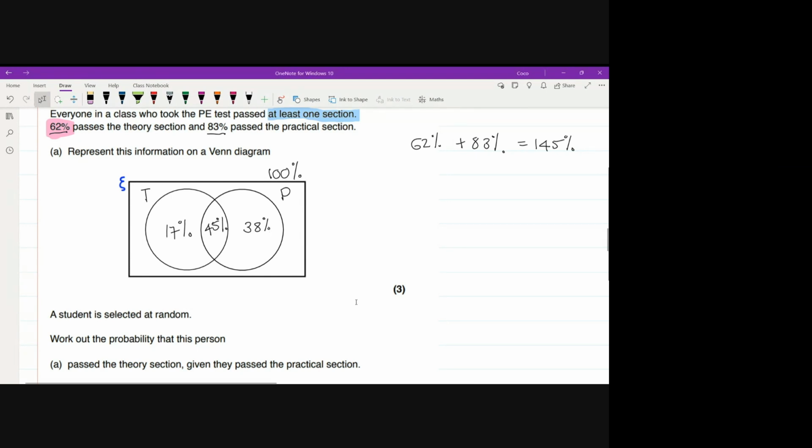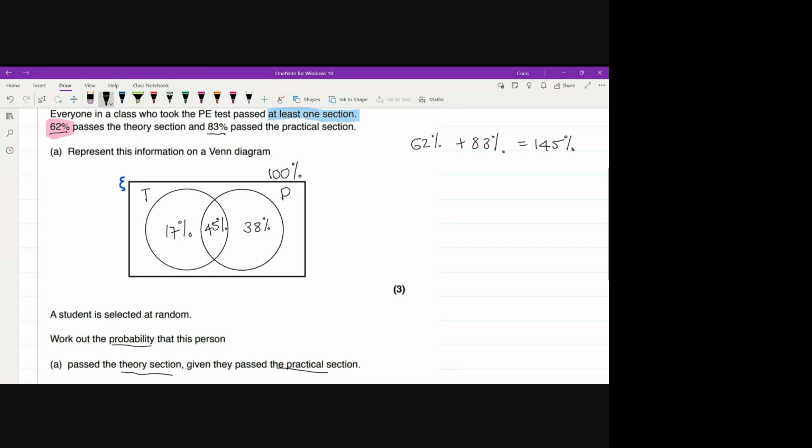All right, now it says a student is selected at random. Work out the probability that this person passed theory given that they passed the practical. What does this actually mean when they say they passed the theory given that they passed the practical? It means they need to have passed... what are we thinking?